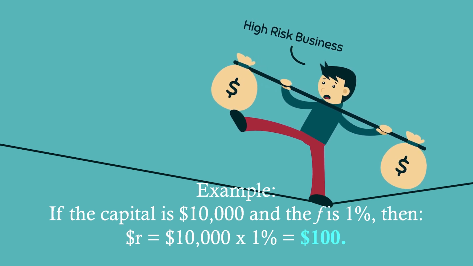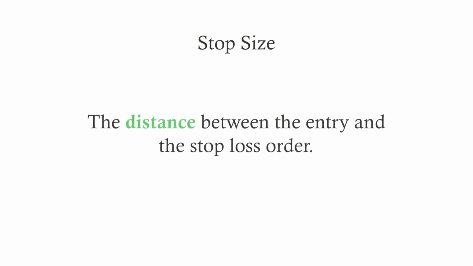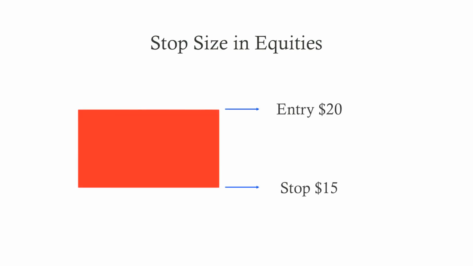The next parameter is the stop size, which is the distance between the entry and the stop loss order. In equities, this is measured in terms of currency. For example, if you open a trade at $20 and the stop loss is at 15, the stop size is equal to 5. Other instruments like Forex and futures are measured in points or pips. For example, in the EUR/USD, the pip is measured from the 4th decimal place.